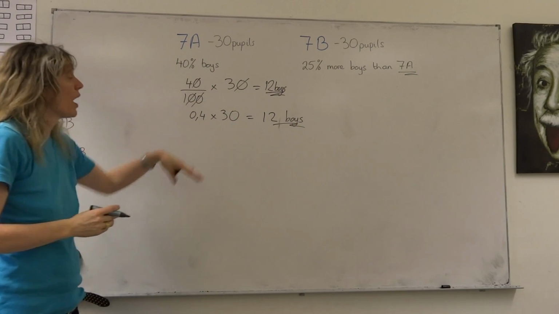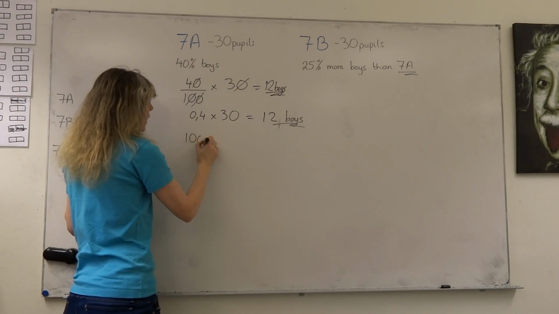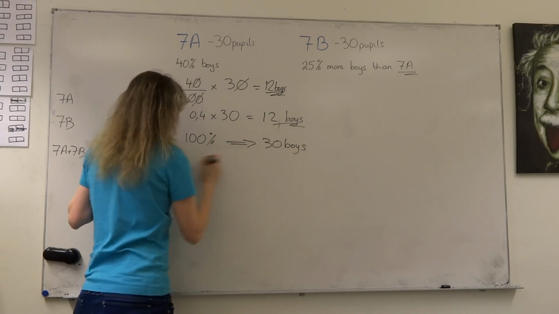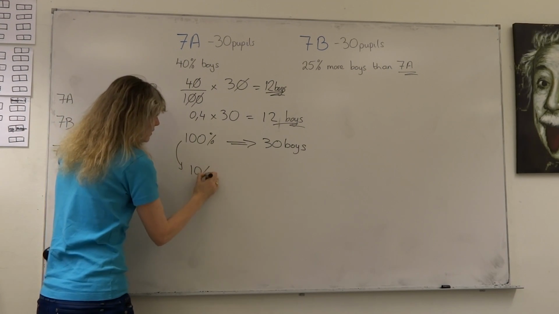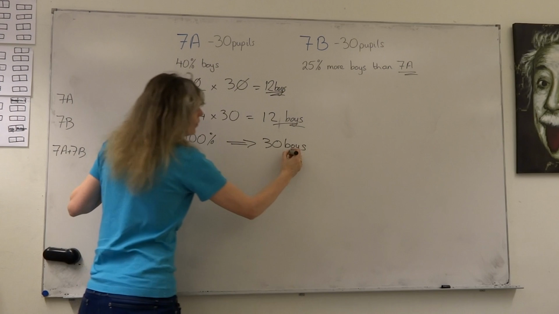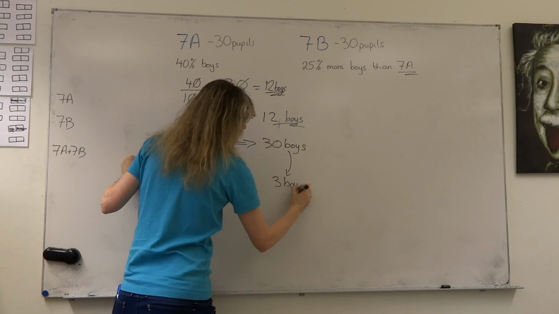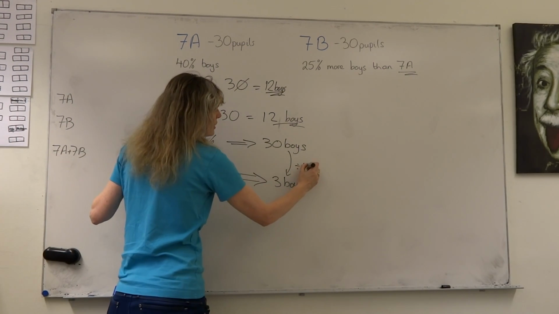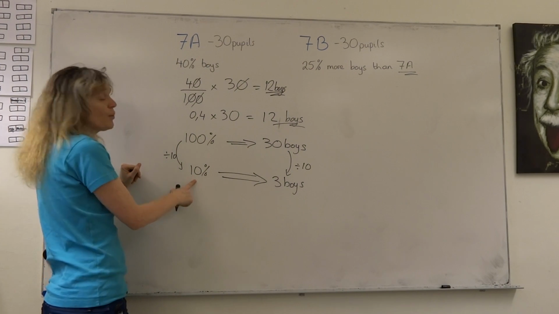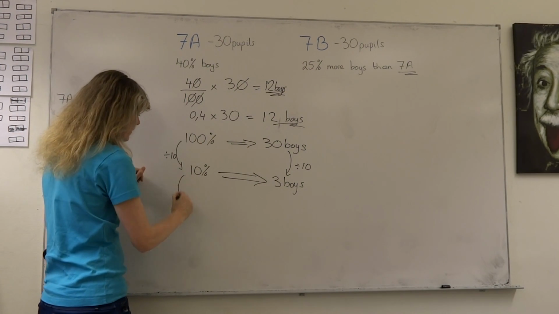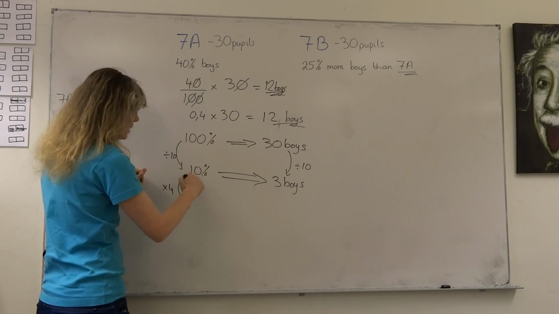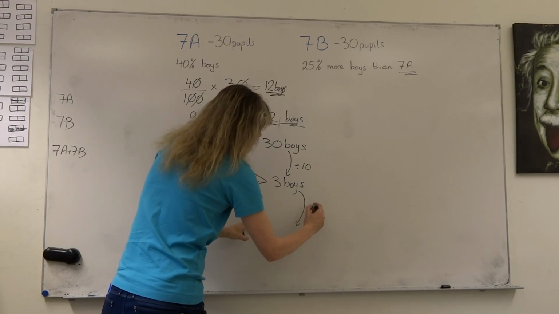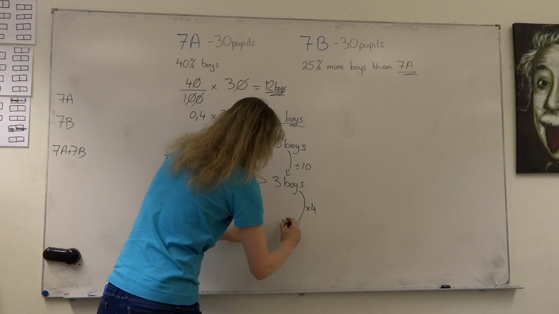If you don't feel confident with either of these methods, we could always say that we know 100% is the same as 30 boys. So if we went from 100 down to 10%, by dividing by 10, we would get 3 boys. Now that we've got 10%, we can easily get up to 40% by multiplying by 4. 10 times 4 is 40%. So we multiply by the same number with our boys, times by 4. 3 times 4 is 12 boys.